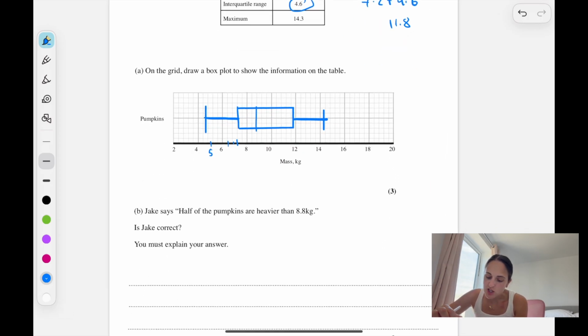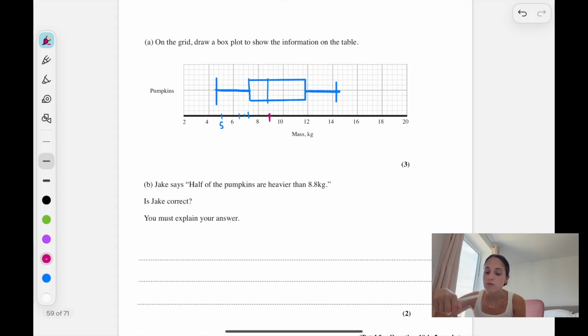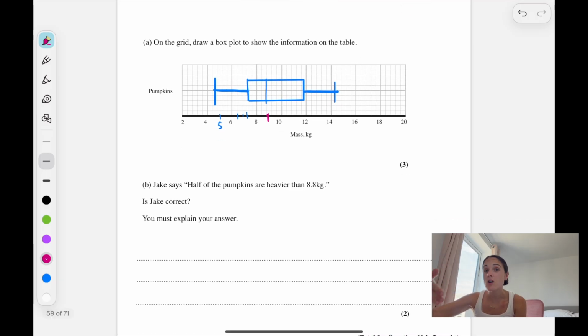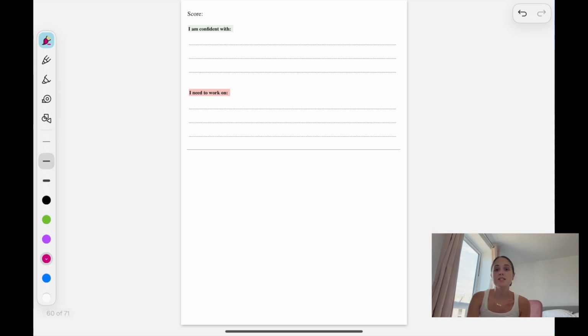The next one, it says, Jake says half of the pumpkins are heavier than 8.8 kilograms. Is Jake correct? Now, 8.8 kilograms is actually our median. So Jake is correct. The median represents 50%. So half are going to be less than 8.8 and half are going to be more than 8.8. So Jake is correct, yes, because 8.8 is the median. So that was the last question from the statistics knowledge test.